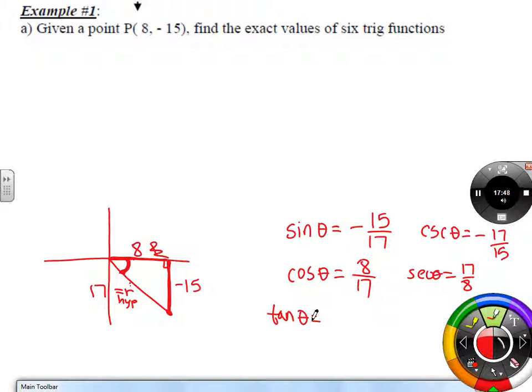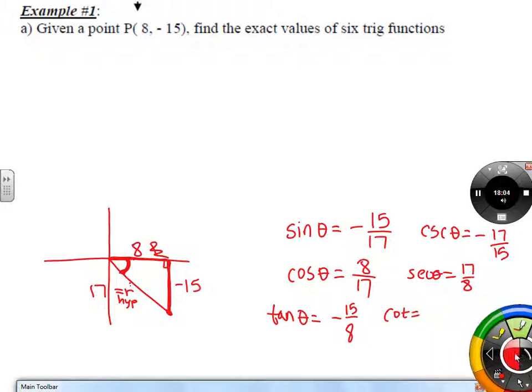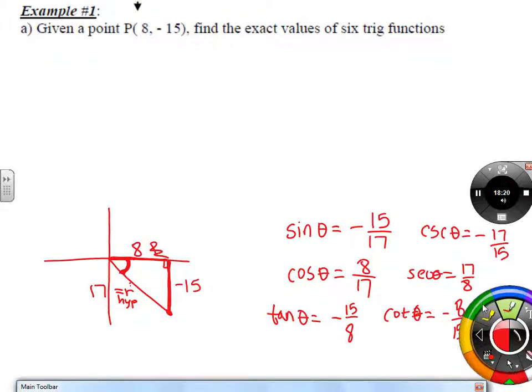Matt? Negative 15 over 8. Okay, so that's the same thing as opposite over adjacent or y value over x value. And then the cotangent would take that and flip it over. Is that all right with everybody? So once we get the picture, it's the same as what you guys did with the triangle before, just a little different because it's on an x and y axis. Okay. All right, one more thing.